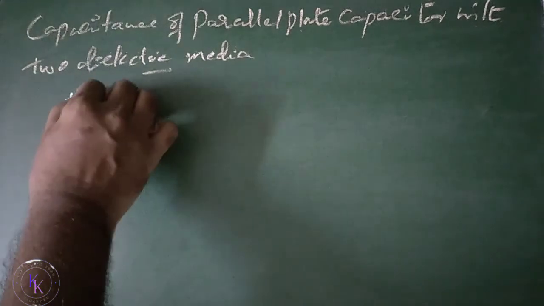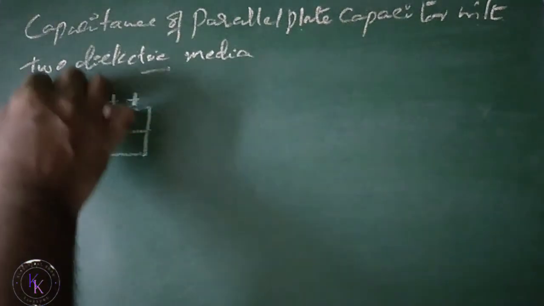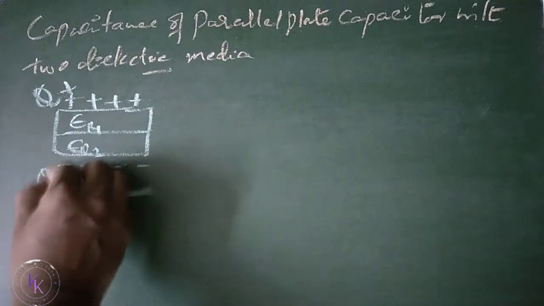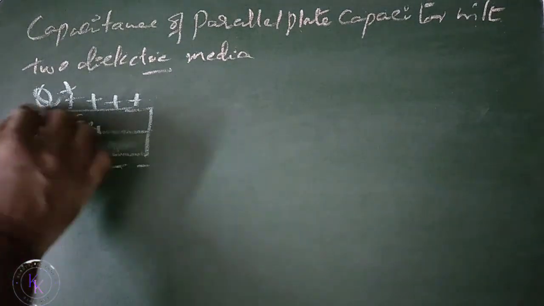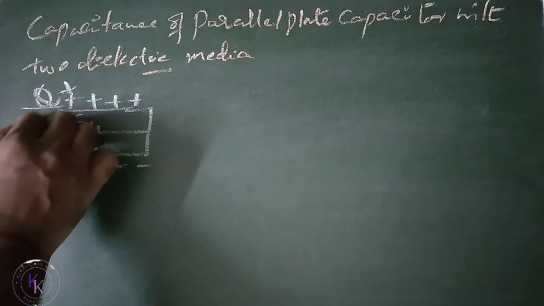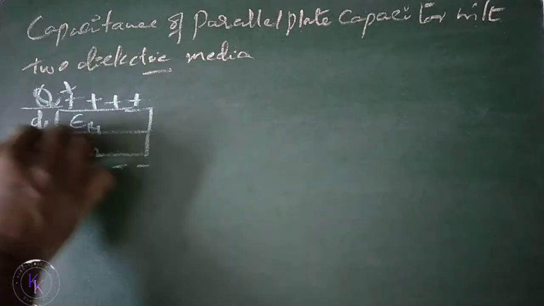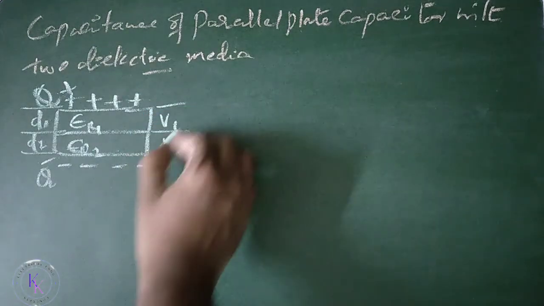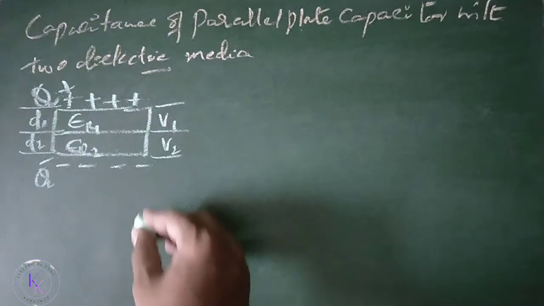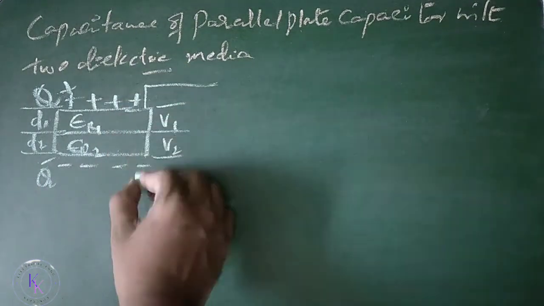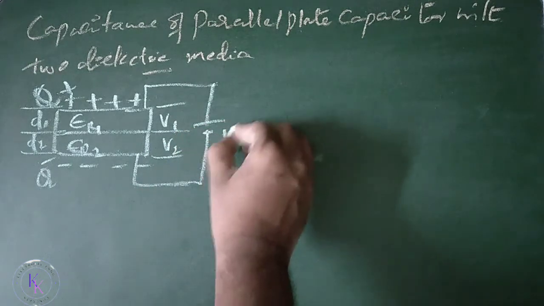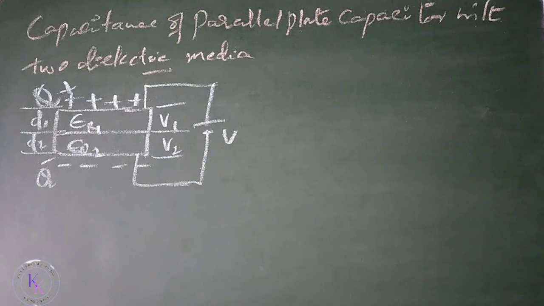This plate is having the positive charge, let this be Q positive, and this plate is having the negative charge, Q negative. The slab thicknesses are D1 and D2, and the voltages applied across each slab are V1 and V2. The total voltage applied for this capacitor, let this be V. A is the area of each plate.